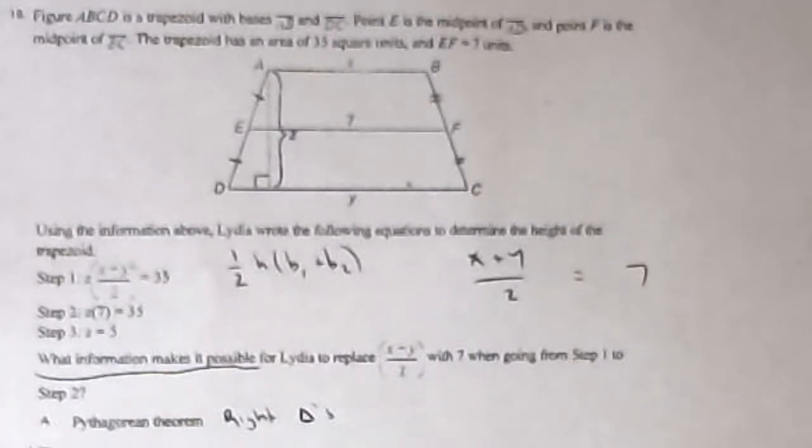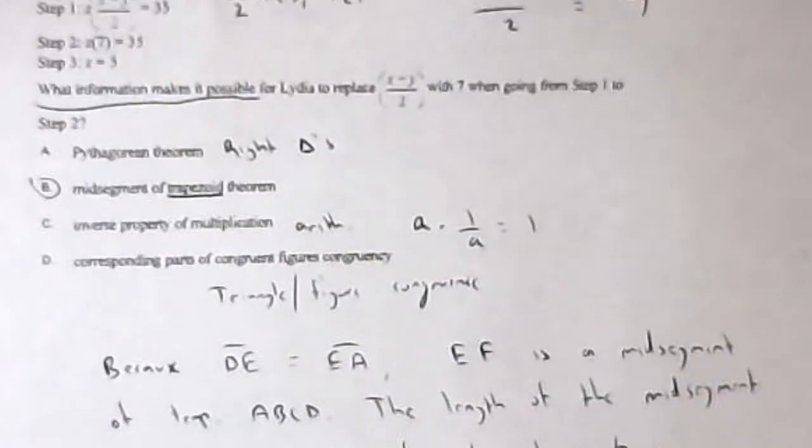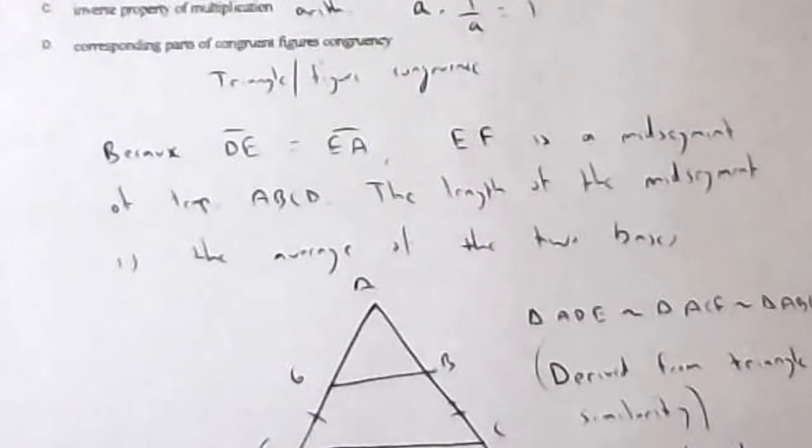This is just showing that 7 will be 1/2 of AB plus DC, because AE is equal to ED and BF is equal to FC, which is the mid-segment of the trapezoid. I wrote it out.